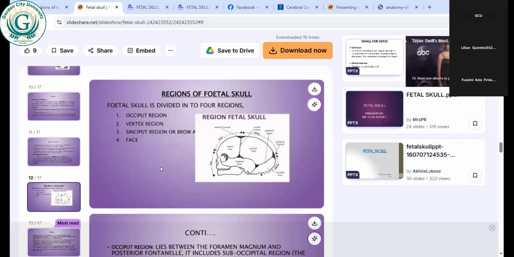So please, what adds to the regions making a 4? Because you initially mentioned it. The face. Oh, okay. Yes. So it's occiput, vertex, sinciput or forehead, then the face.